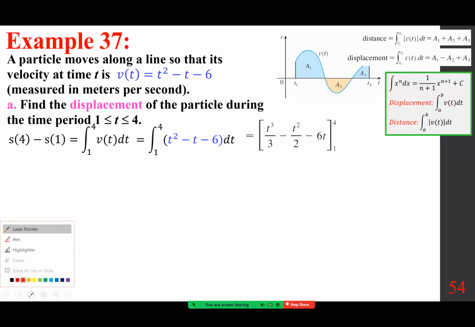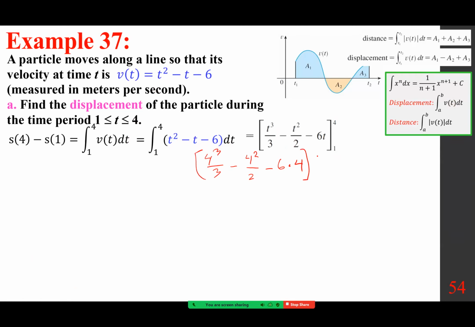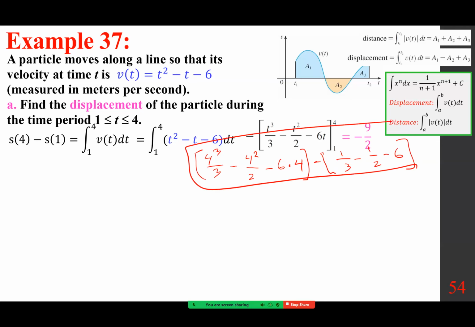Quickly, I will show you, but everybody can calculate this. So what you have here is 4 cubed over 3 minus 4 squared over 2 minus 6 times 4, minus, okay, 1, you cube it or square it, makes no difference, 1/3 minus 1/2 minus 6. You do that, you end up with negative 9/2. I'm going to leave it for you to evaluate this, okay? Negative 9/2.